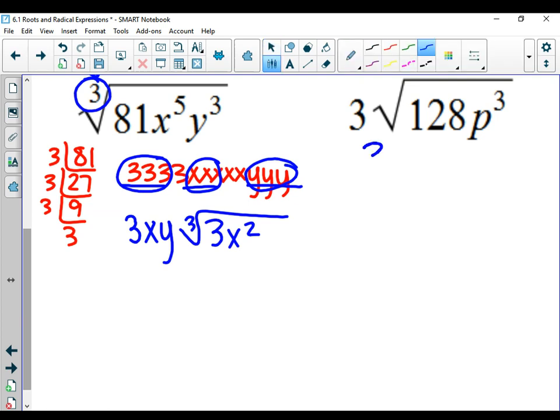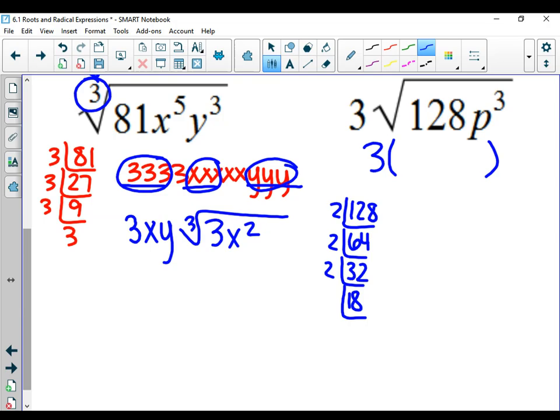What I would suggest doing is leaving it like that as a blank and dealing with it later. That 3, you don't want it to get lost. Oops.